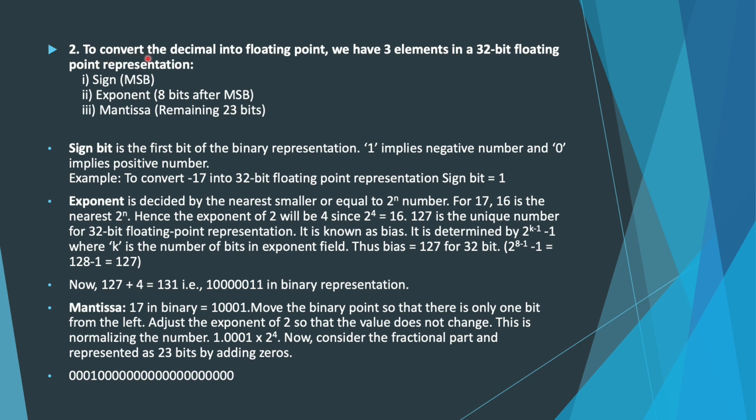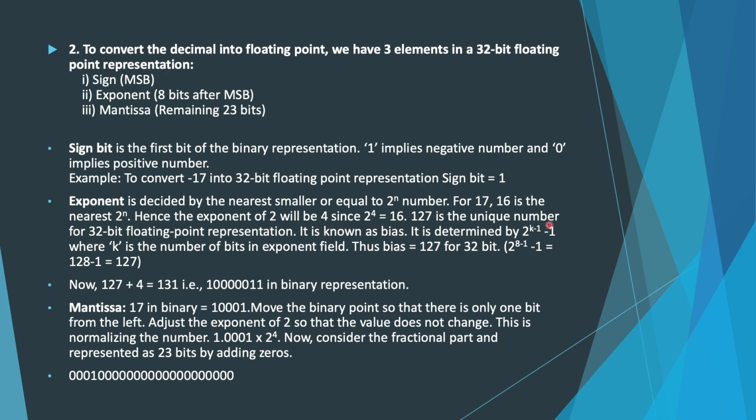To convert a decimal into floating point, we have three elements in a 32-bit floating point representation: first sign, second exponent, and third mantissa. Sign bit is the first bit of the binary representation where 1 implies negative number and 0 implies positive number. Example, to convert minus 17 into 32-bit floating point representation, sign bit equals 1. Exponent is decided by the nearest smaller or equal power of 2. For 17, 16 is the nearest 2 raised to the power n. Hence, the exponent of 2 will be 4, since 2 raised to the power 4 equals 16.